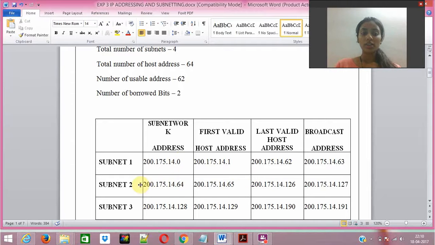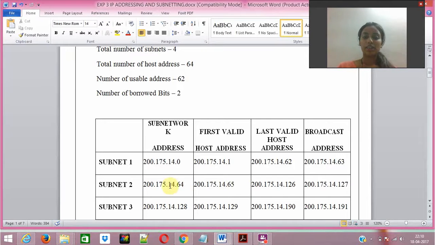So the next subnet address will be 200.175.14.64, and the broadcast address is the next subnet address minus 1. That's why we are giving here 200.175.14.63, and so the last valid address will be 200.175.14.62.